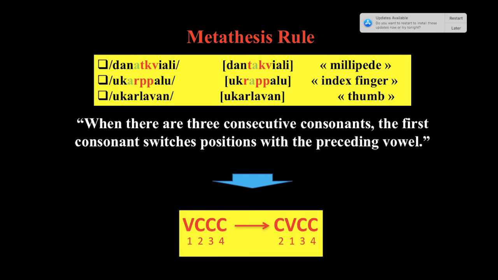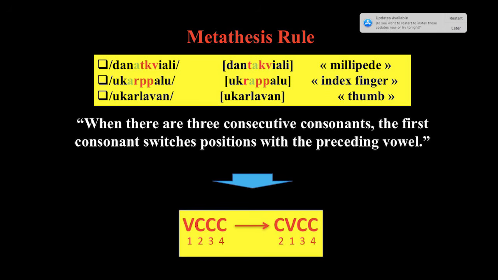So how do we write this in terms of phonological rule notation? We simply use what we call transformational notation. So we write the sequence of consonants and vowels, and we numerate them, and we show how that numeration changed when it is actually pronounced. So we write V1, C2, C3, C4 becomes C2, V1, C3, C4.